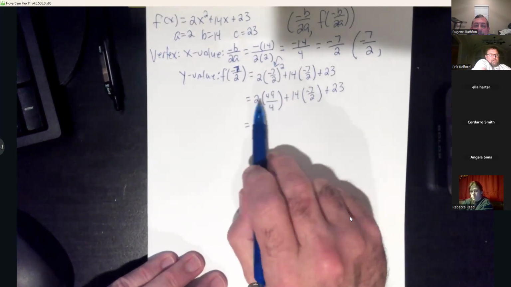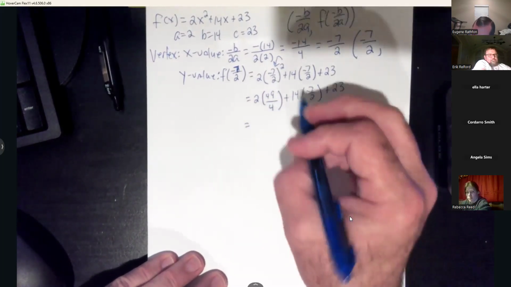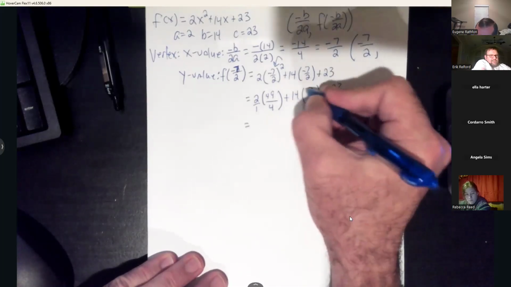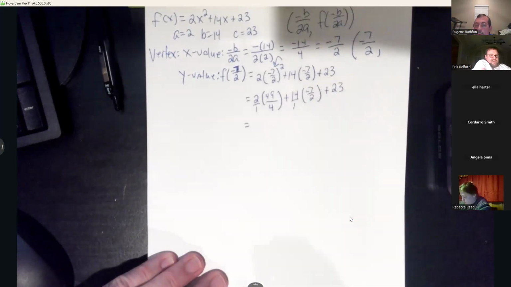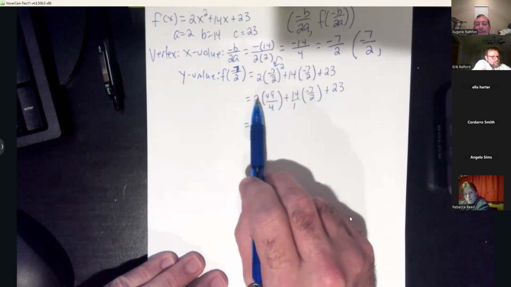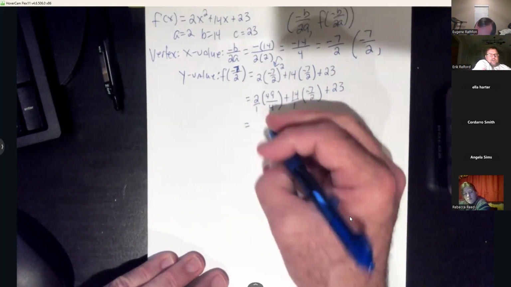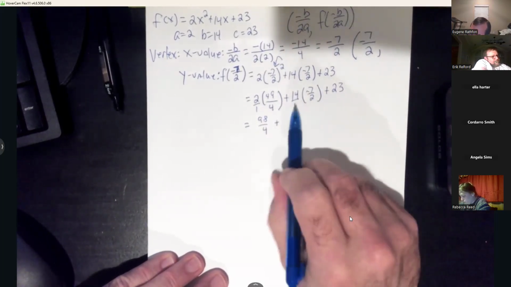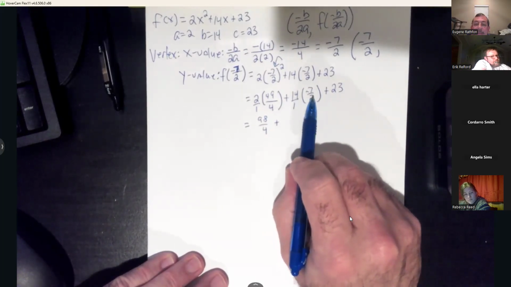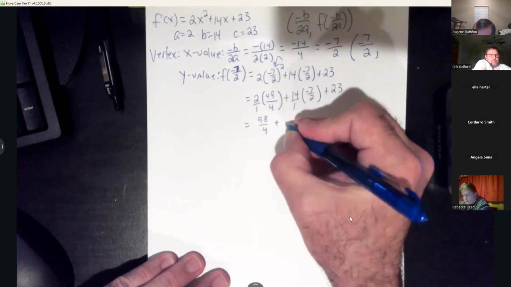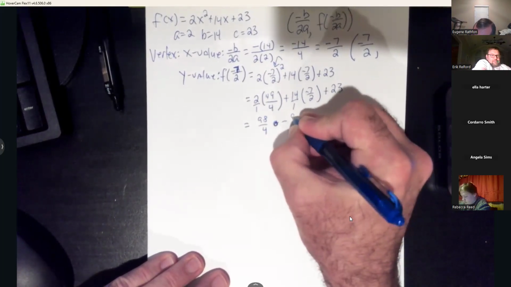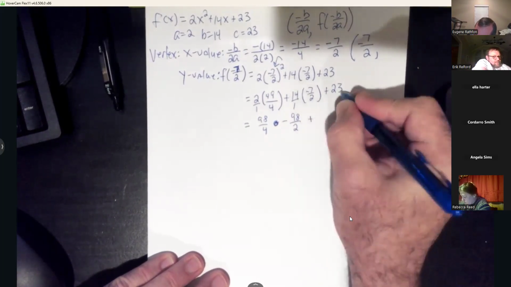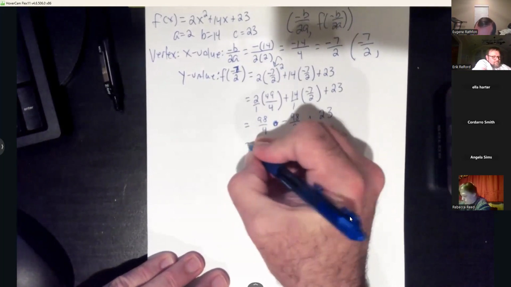All righty, now I'm going to multiply straight across. Now, there's not a number under 2, I make it like a 1. There's not a number under the 14, I make it like a 1. You're going to multiply straight across. 2 times 49 is 98 over 4. Right here you got 14 times negative 7. That's going to give you a negative 98. So that's like a minus 98. 1 times 2 is 2. And then plus my 23.